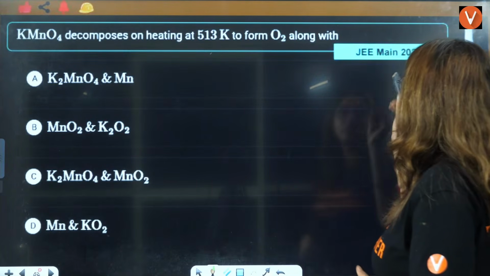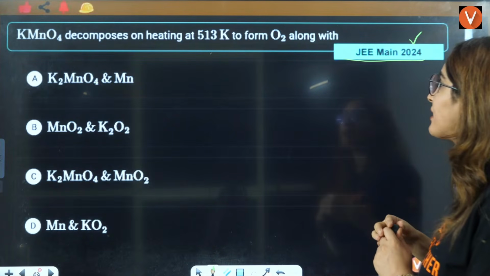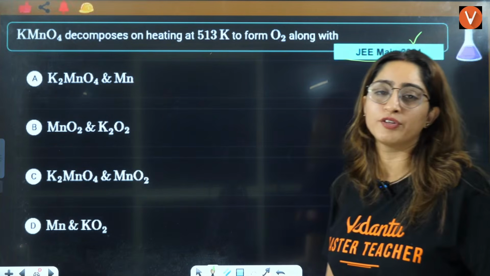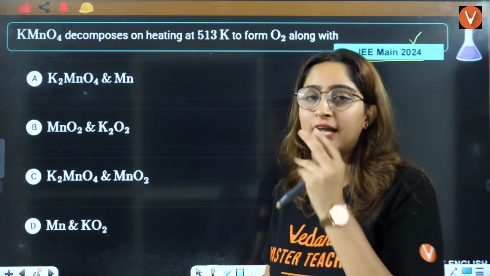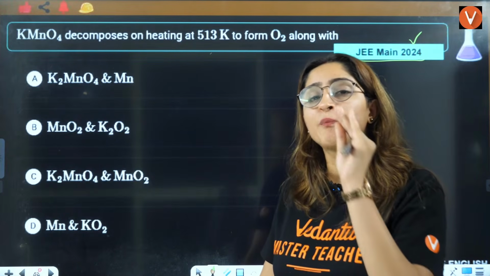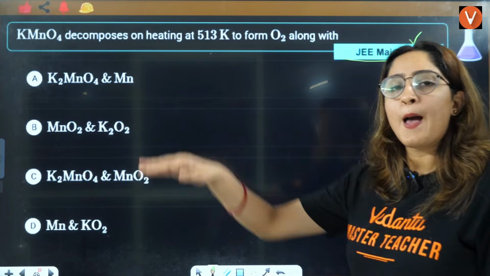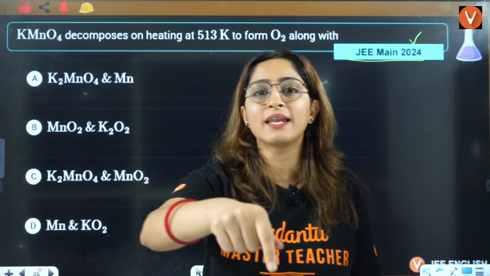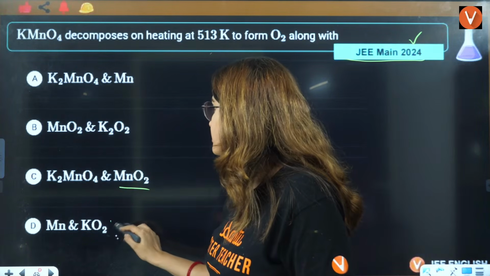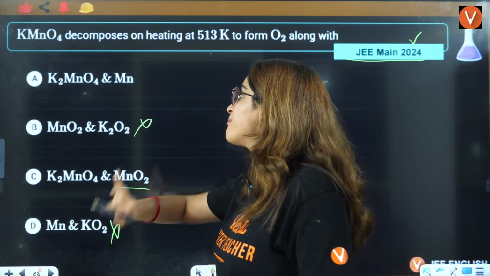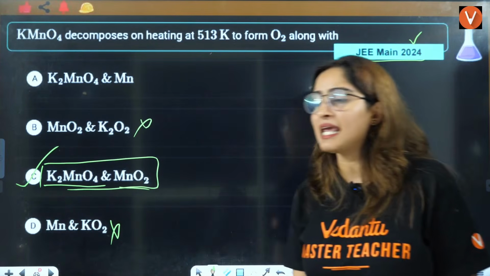Okay. Now let's see a JEE 2024 question based on this. KMnO4 decomposes on heating to form O2 along with which of the following? Now, a simple direct question. This is your PYQ. You can see how they ask questions based on these reactions. So, KMnO4, permanganate, goes to manganate and MnO2. So MnO2 will be there, so this option is eliminated, this is eliminated, and you have manganate, that is K2MnO4. K2MnO4 is here, and C is the correct answer.